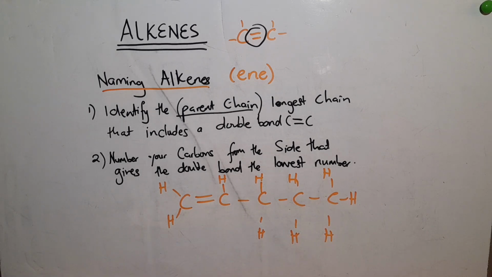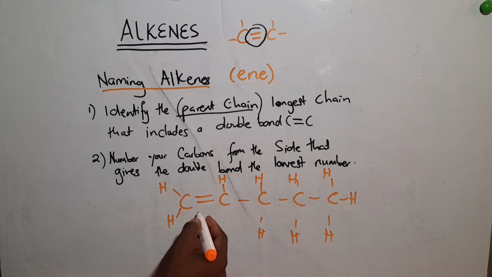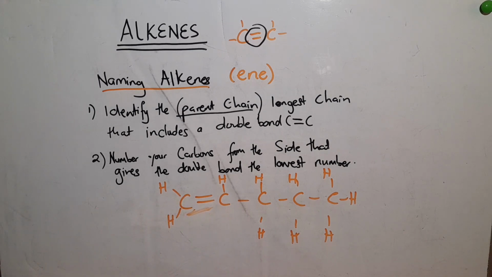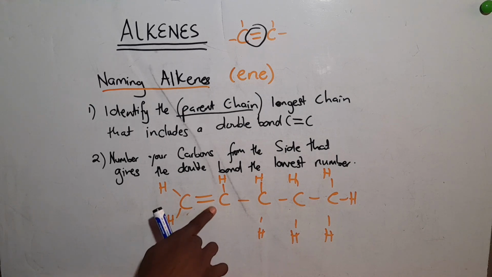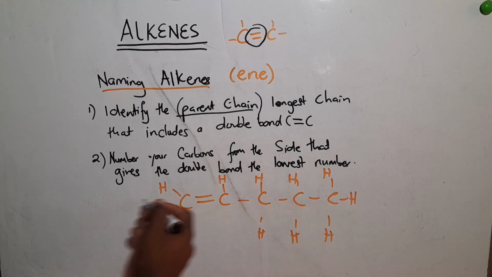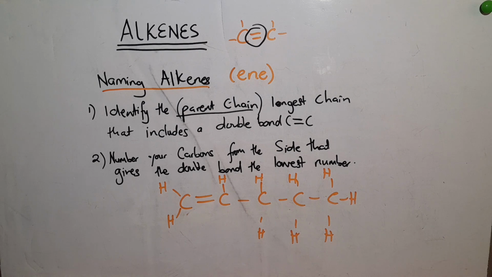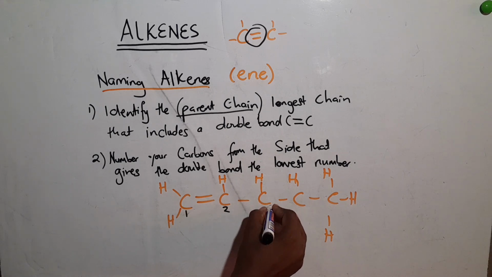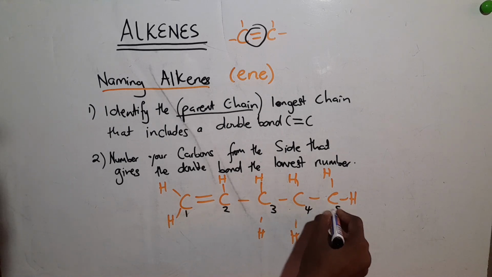So maybe we're trying to name this alkene because you can see that it is having a double bond there. Can you see that? Yes. So how do we name this? We identify the longest chain, which is the parent chain. So this is the parent chain, right? And then the next thing, now you number your carbons from the side that gives the double bond the lowest number. So obviously we are going to start from this side, which is the one closest to the double bond. So we are going to say 1, 2, 3, 4, 5, right?